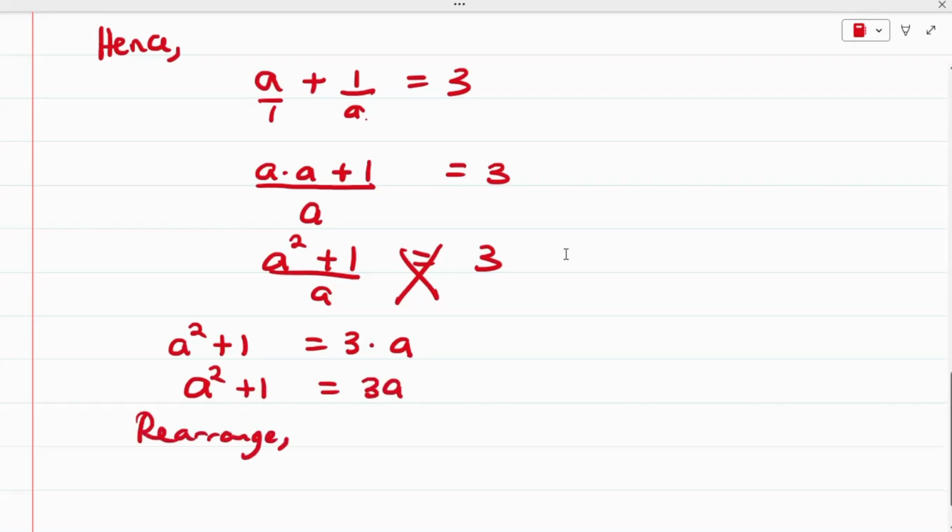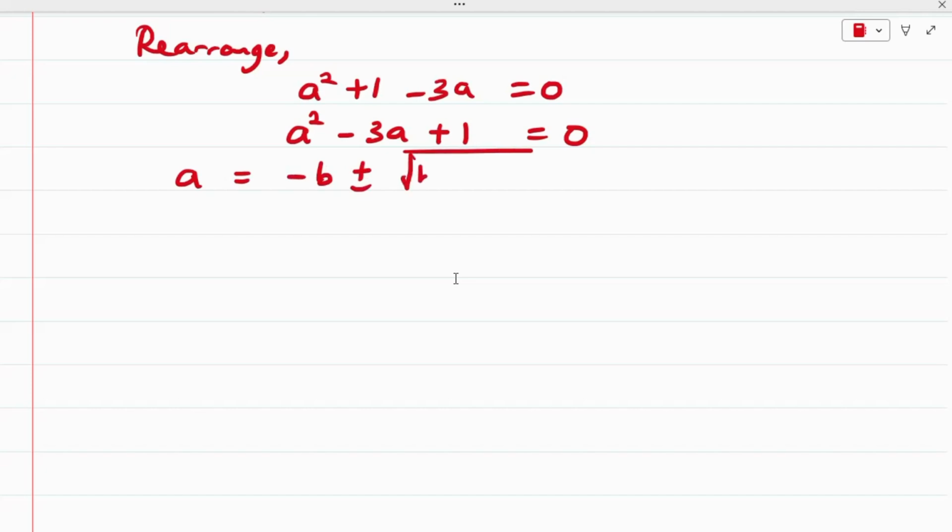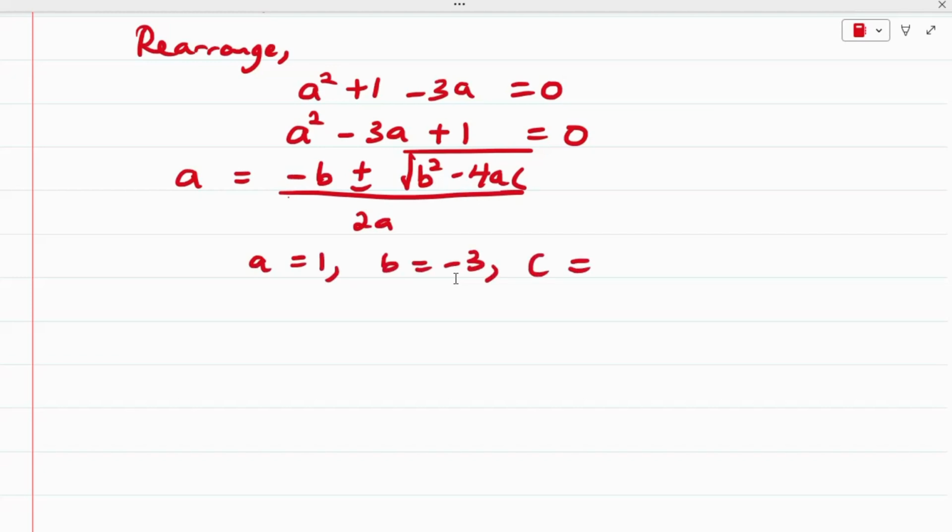3a. So rearrange and set this equation to 0. We have this to be a square plus 1 minus 3a, and this is equal to 0. Rearranging this properly, we have a square minus 3a plus 1, and this is equal to 0. So we want to solve this quadratic equation by making use of the quadratic formula that states that a is equal to minus b plus or minus the square root of b square minus 4ac divided by what? 2a, where a is equal to 1, b is equal to minus 3, and c is equal to 1.